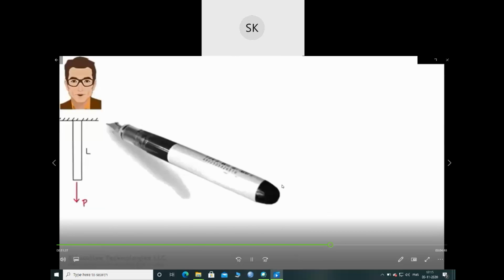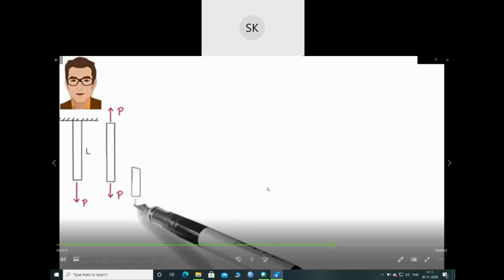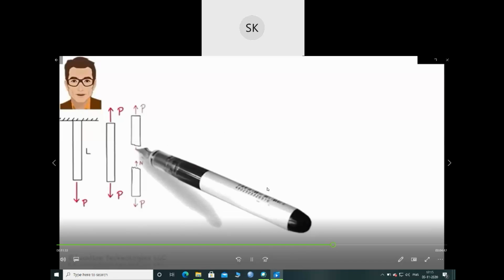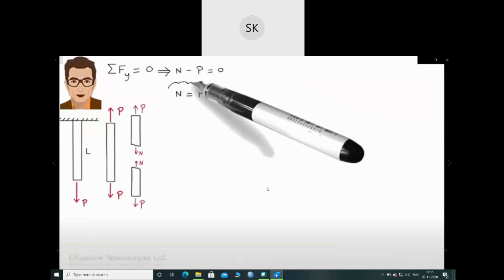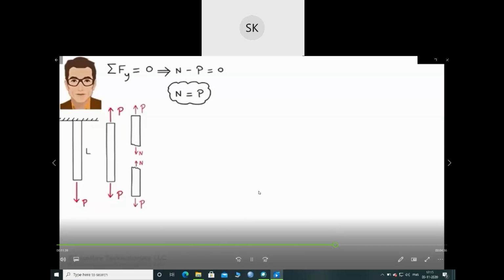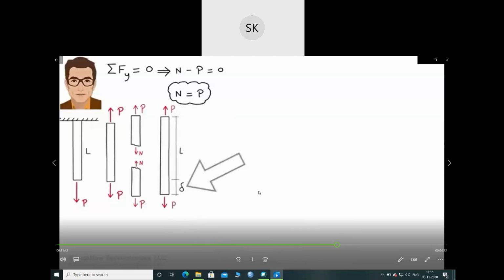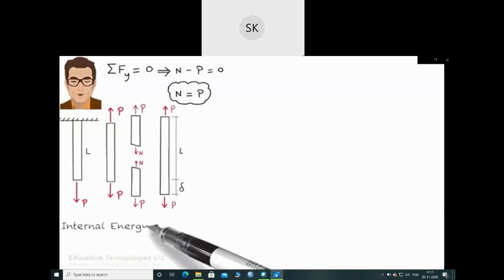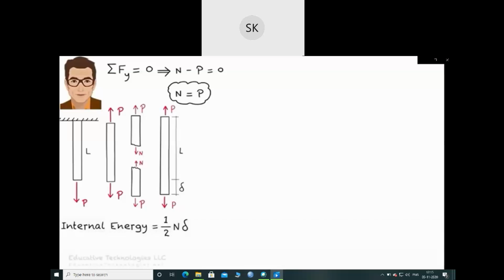Using a simple force analysis, we can determine the internal force in the member. The member force, denoted by N, has the same magnitude as P. This force causes the member to elongate. Let's refer to this elongation as small delta. The internal energy stored in the member is 1/2 N times delta. But how to determine delta? We use the relationship between stress and strain for this.